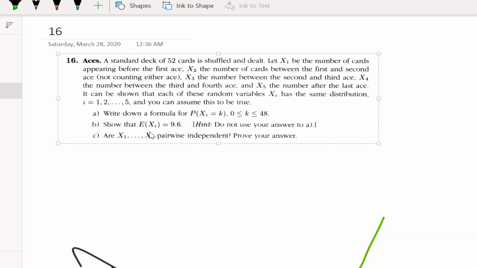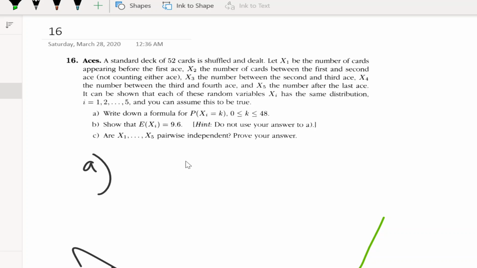Where xi is just the number of cards. If i is equal to 1, it's the number of cards before the first ace. If i is equal to 2, it's the number between the first and second ace.